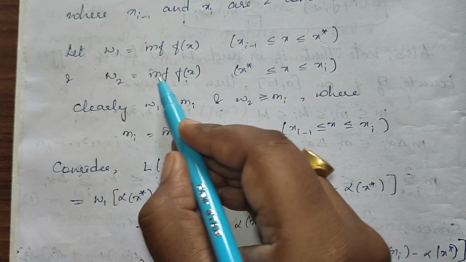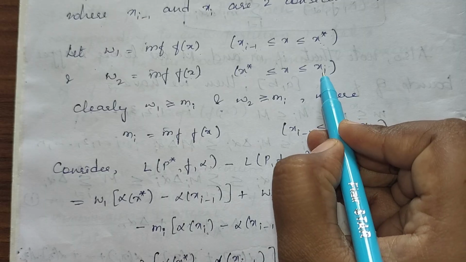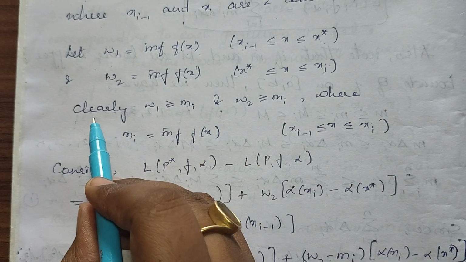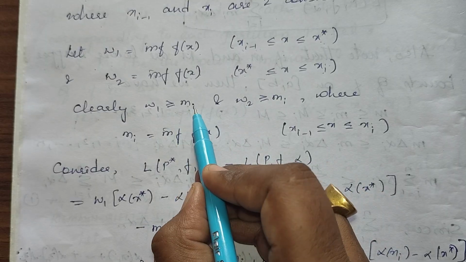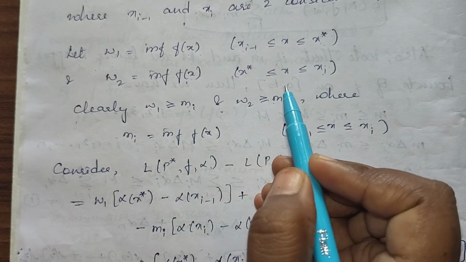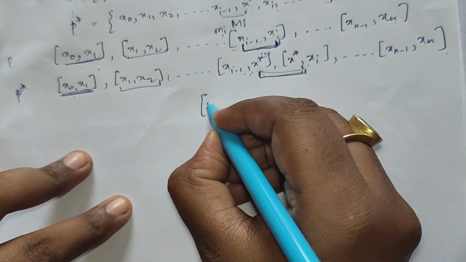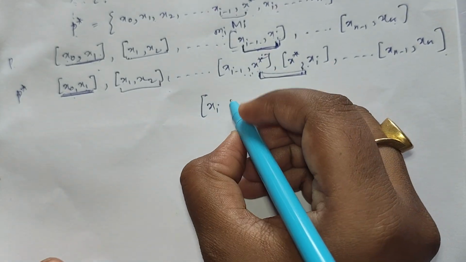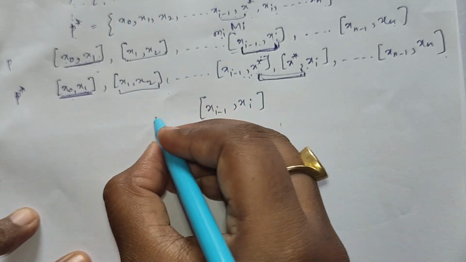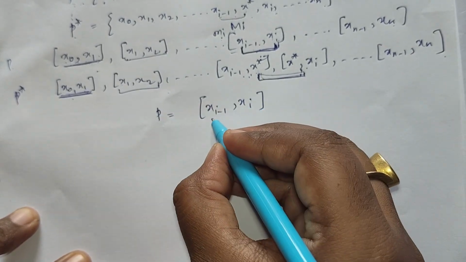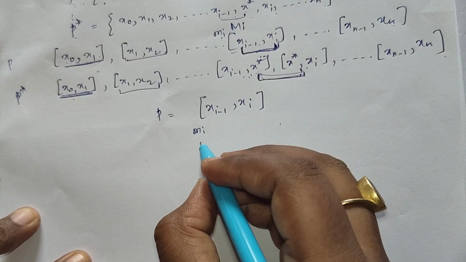And here W2 be the infimum of f of x in this particular interval, that is x star comma xi. So clearly W1 and W2 is greater than or equal to mi. See here, this is the interval xi minus 1 comma xi. Okay, this is the interval in P. And here mi is the infimum for this interval.